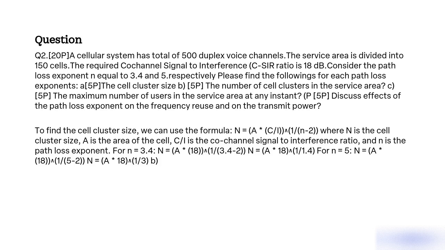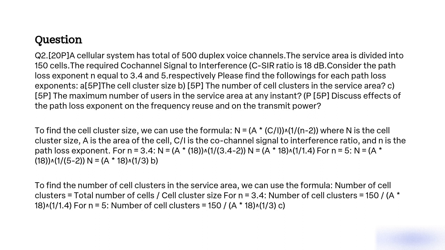To find the cell cluster size, we can use the formula N = (1/3)(C/I)^(2/n)... where N is the cell cluster size, C/I is the co-channel signal to interference ratio, and n is the path loss exponent. For n equal to 3.4, N = (18)^(1/(3.4−2)). For n equal to 5, N = (18)^(1/(5−2)).